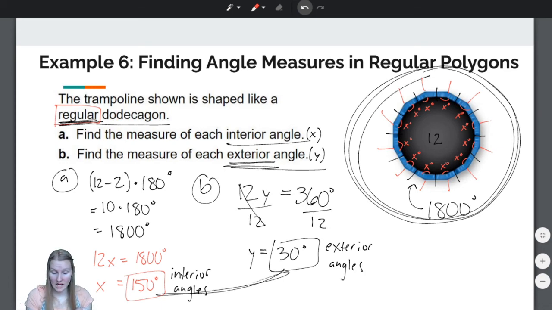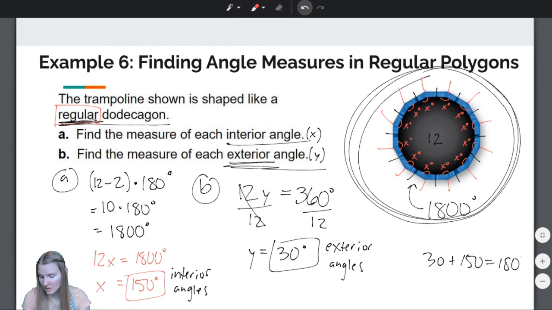These interior and exterior angles must be linear pairs. They must add up to 180 degrees. So is 30 plus 150 equal to 180? Yes, it is. So that's a way that we can check.